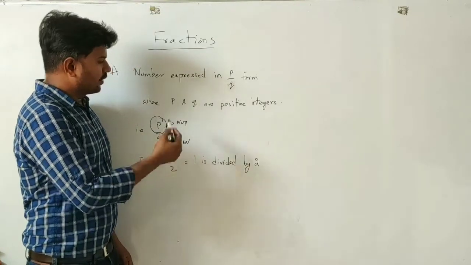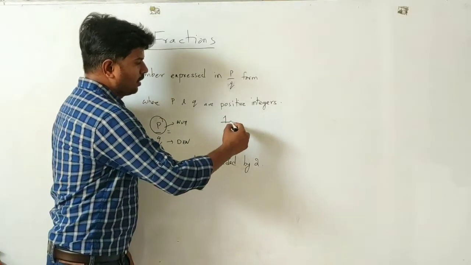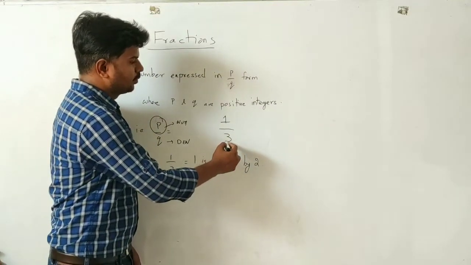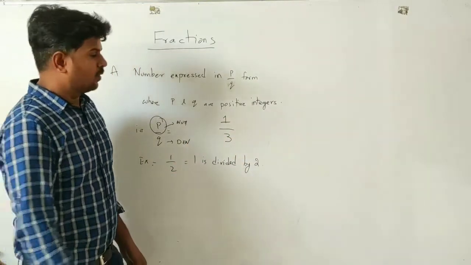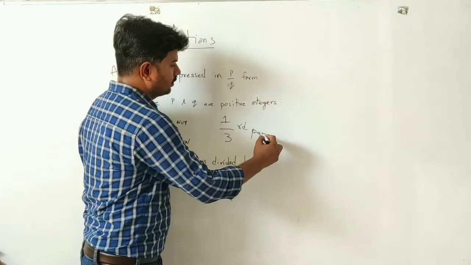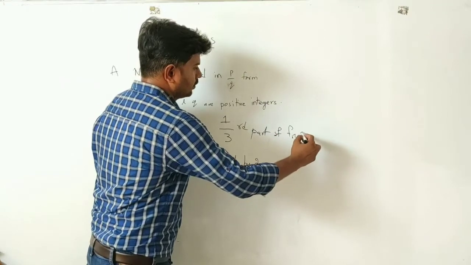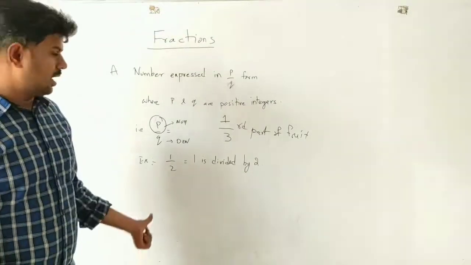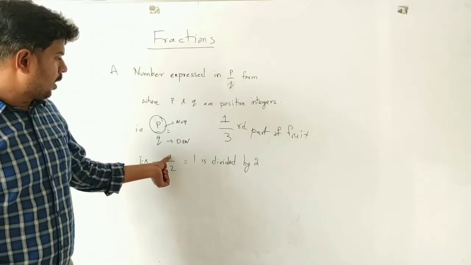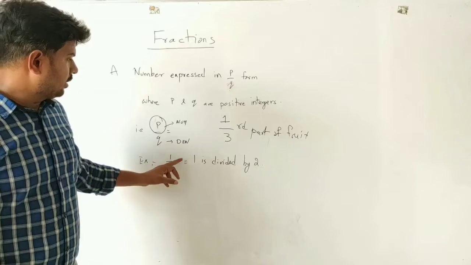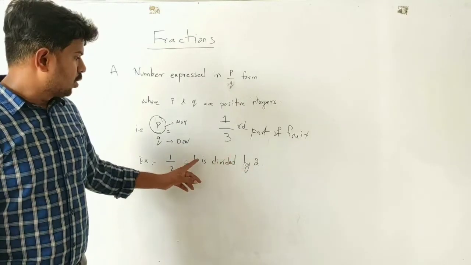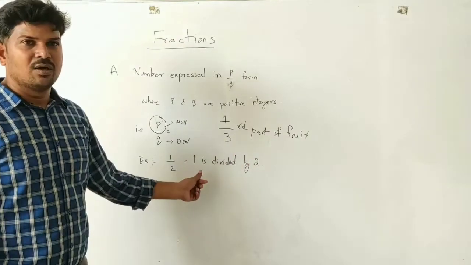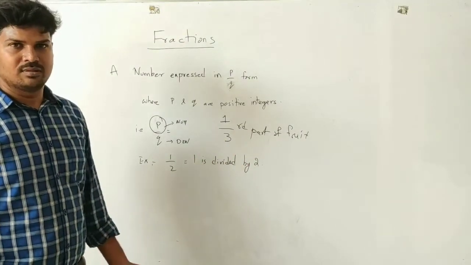It is nothing but, if you have one fruit and you want to divide that one fruit among 3 people, then each person will get 1/3 part of the fruit. This concept is called a fraction. And how to name it? You can call it 1/2 or 1 divided by 2. That means 1 is given to 2 people, so each person will get 1/2 part. That's the meaning of this.